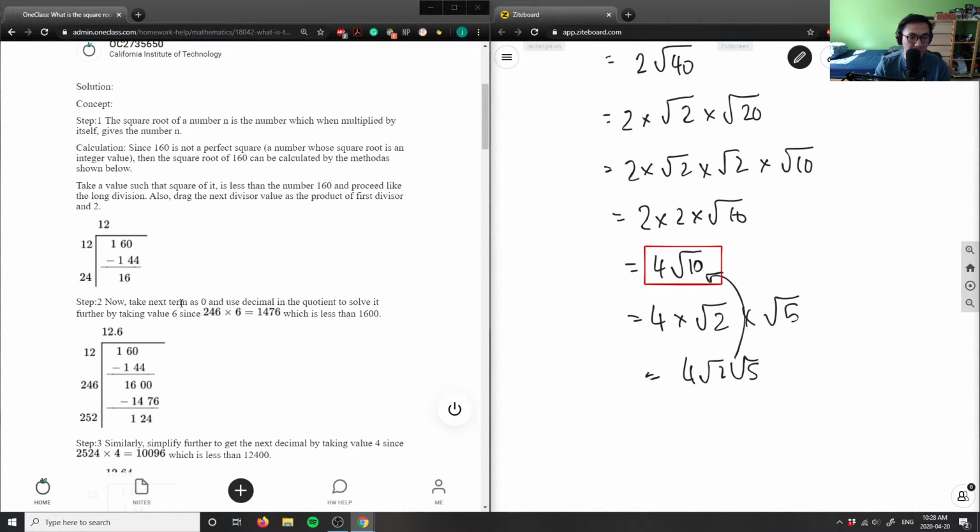And then now take the remainder as 0 and use a decimal in the quotient to solve it further by taking 6, since 246 times 6 is 1,476, right? So again, they're bringing down imaginary zeros, so they're making it 1,600 here, and then 246 times 6 equals 1,476, that's the closest number to 1,600, right?